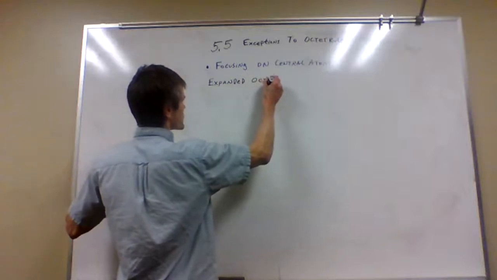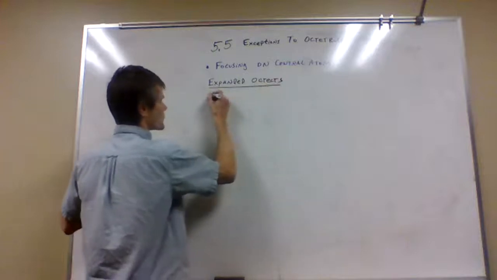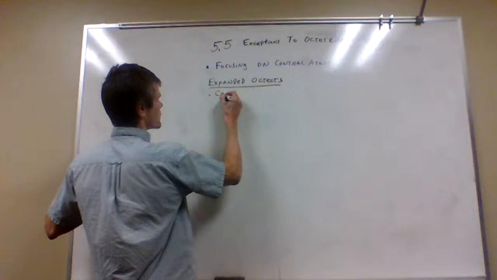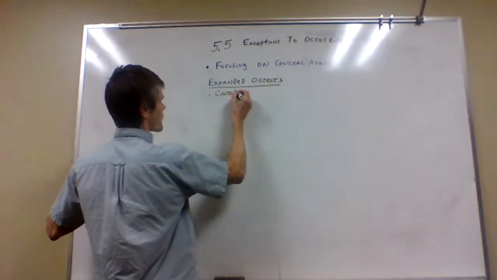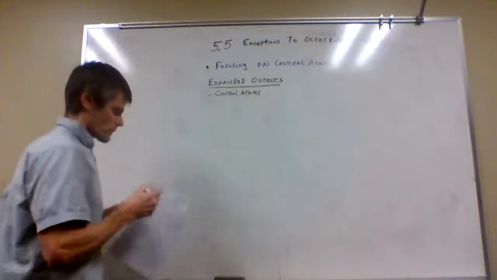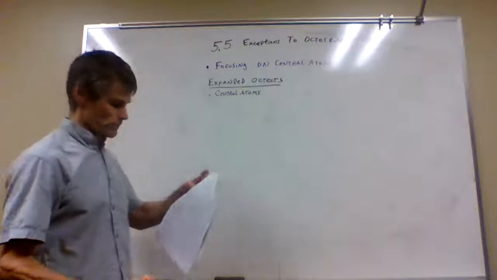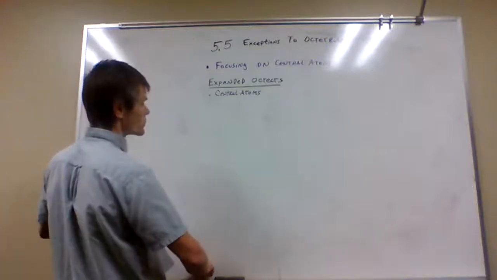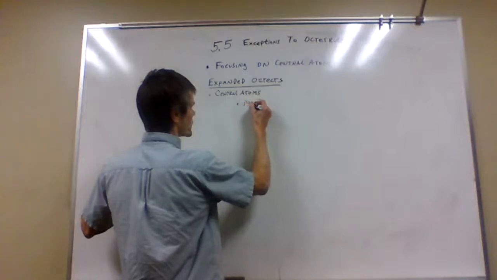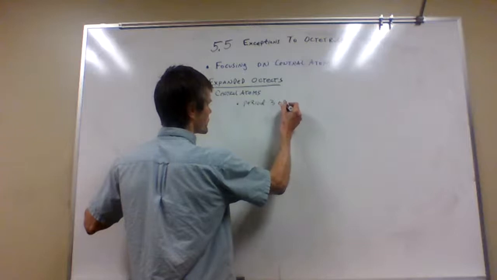Expanded octets are found for central atoms that are found in the periodic table in period 3 or greater. So central atoms, and these central atoms are in period 3 or beyond, period 3 or greater.